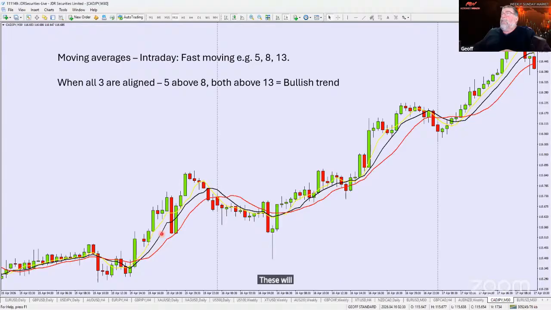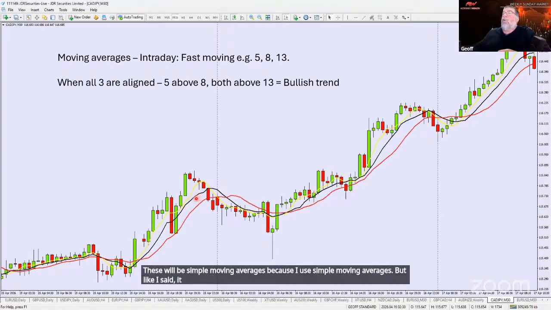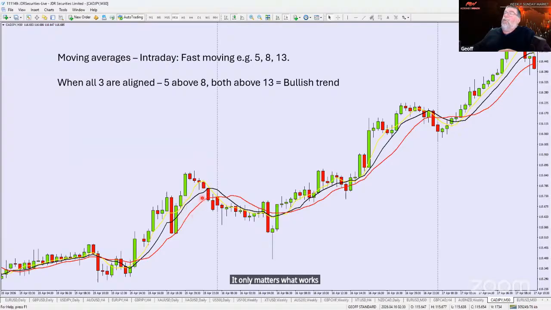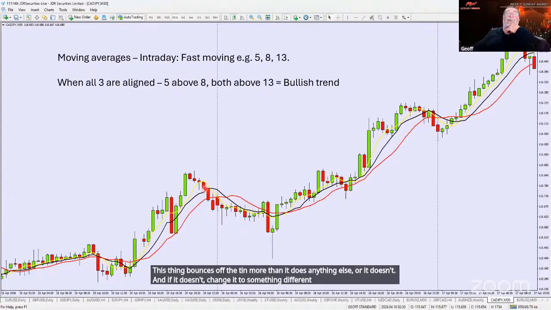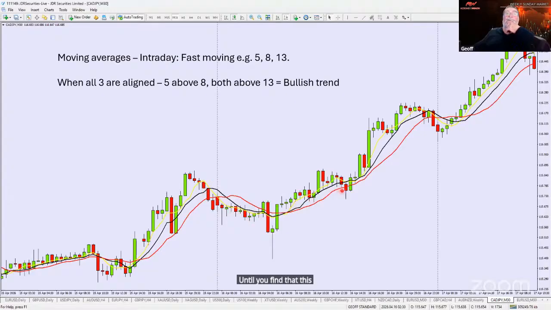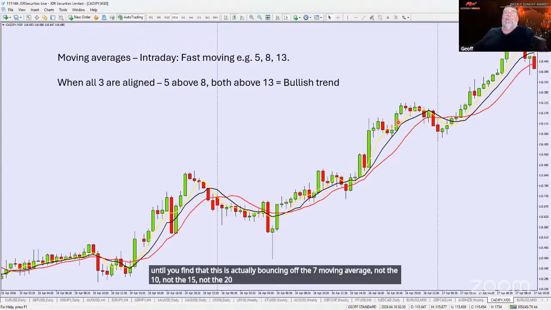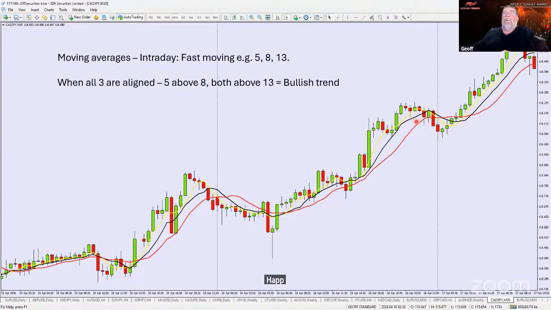These will be simple moving averages because I use simple moving averages. But like I said, it doesn't matter what I use. It only matters what works. So put your moving averages on the chart one by one and go, okay, this thing bounces off the 10 more than it does anything else, or it doesn't. And if it doesn't, change it to something different until you find that this is actually bouncing off the 7 moving average, not the 10, not the 15, not the 20. If it continues to do that, happy days. That's what you're looking for. That can give you the edge that you're looking for, right?